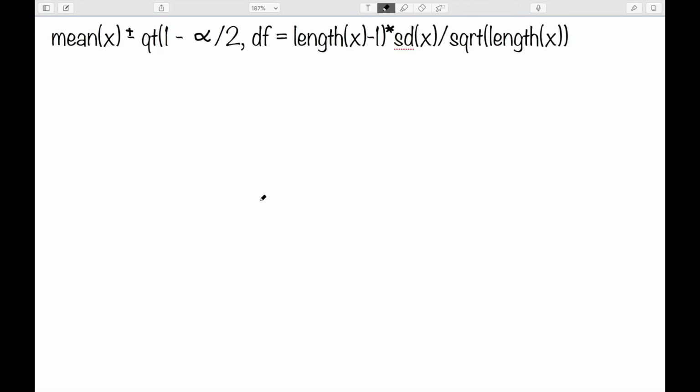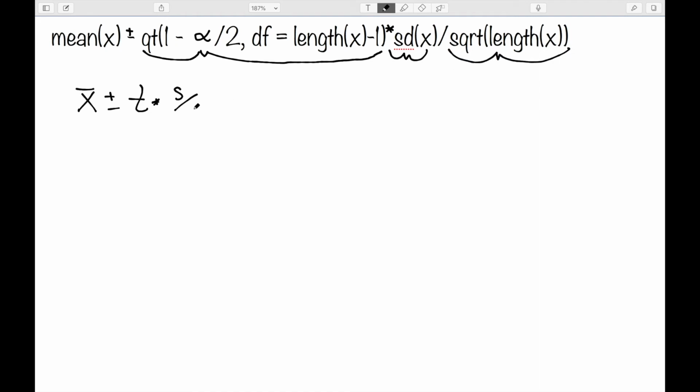If we want to do this in R or RStudio, we need to essentially type the formula directly in. So we have our mean of x, our x bar, plus or minus this qt of 1 minus alpha over 2, degrees of freedom equals length of x minus 1. This is our t value. We're going to multiply by the standard deviation divided by the square root of the sample size. So let's look at doing this example that we just did in RStudio.